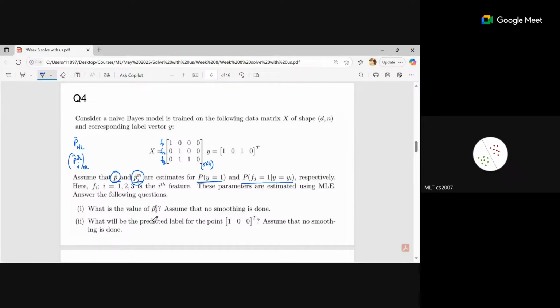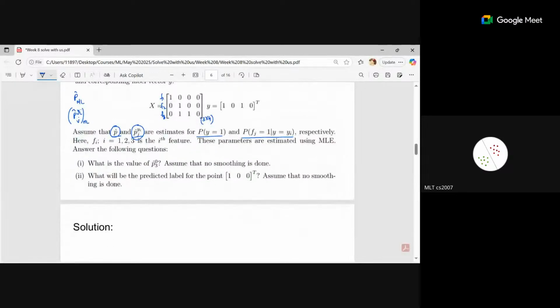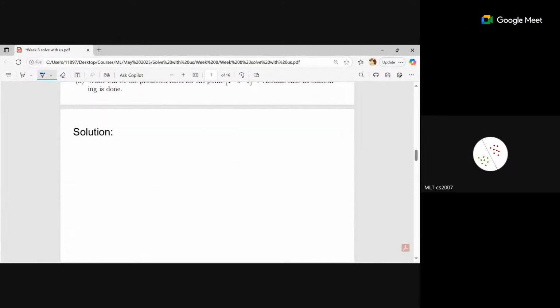So here we have to find the value of P3 not hat, right? The example that is given to us, you have F1, F2, F3, and you have these labels. So you have 1, 0, 0, 0, 1, 1, 0, 0, 1, and 0, 0, 0. The labels that are given to us are 1, 0, 1, 0, right?